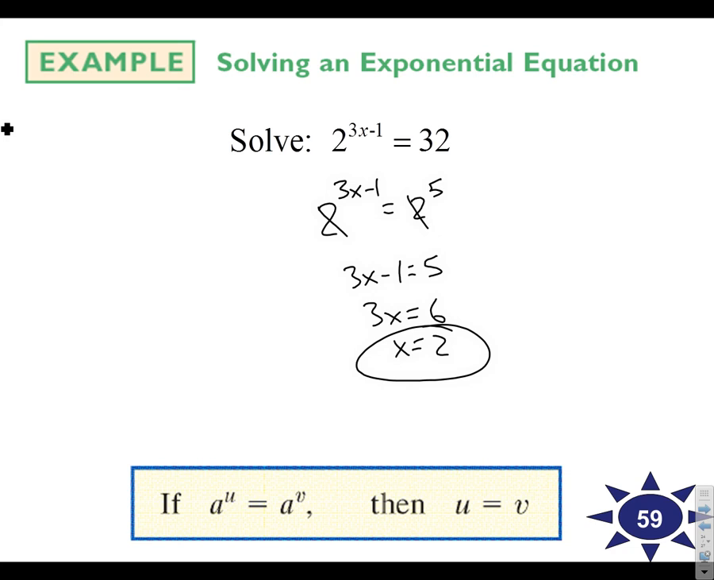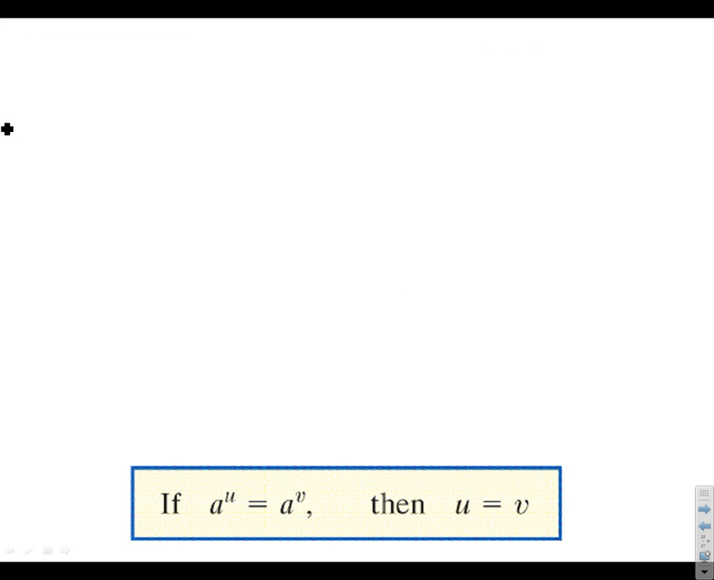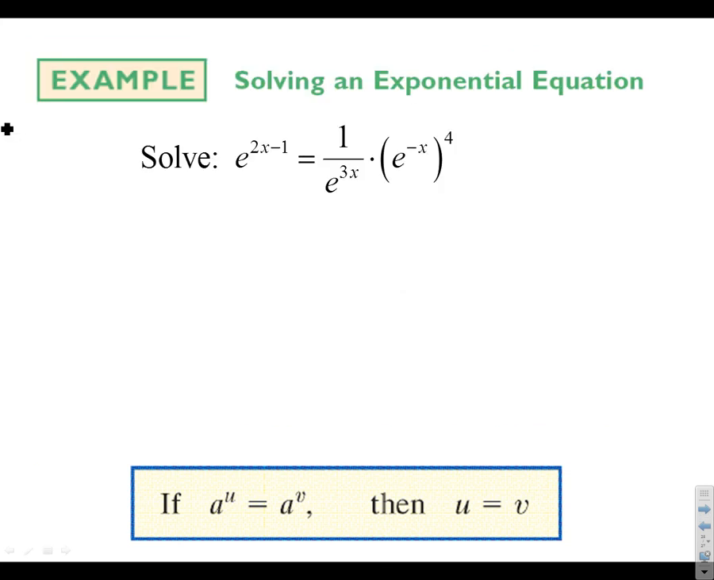Try problem 59. Let's try one more. We need to have the same bases, so it's clear here that e is going to be our base. Can we clean up the right side? So this will be e to the negative 4x, if I'm looking at this, over e to the 3x. E to the 2x minus 1 equals e to the negative 4x minus 3x, right?